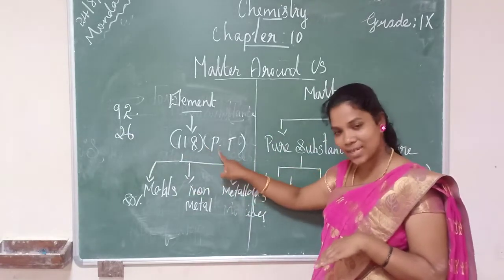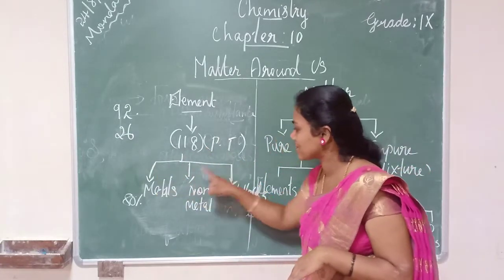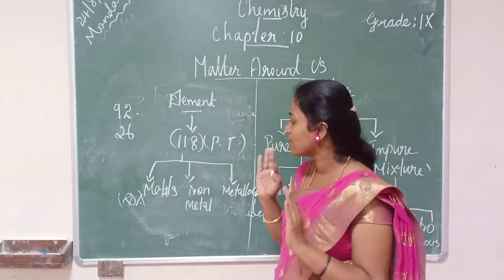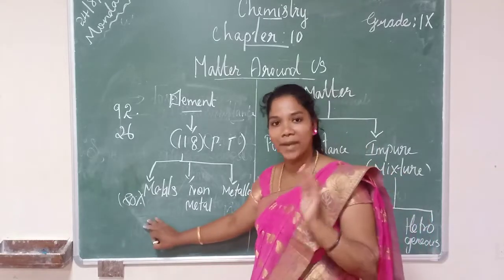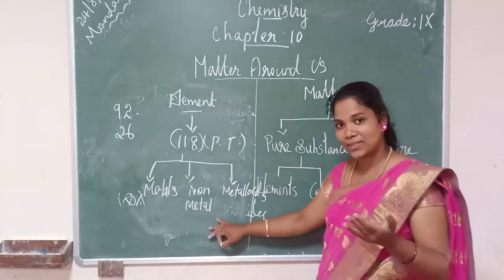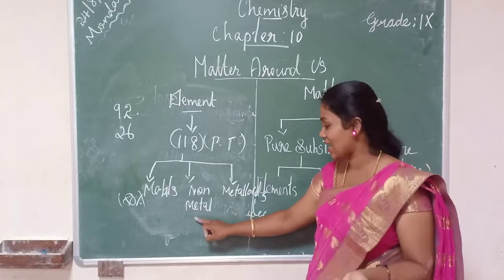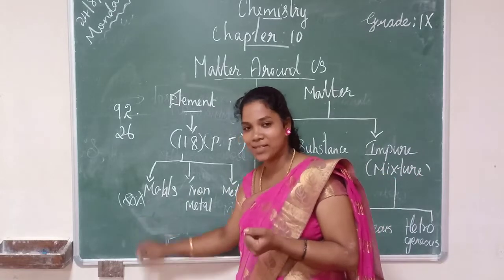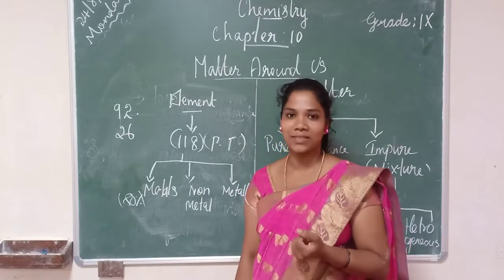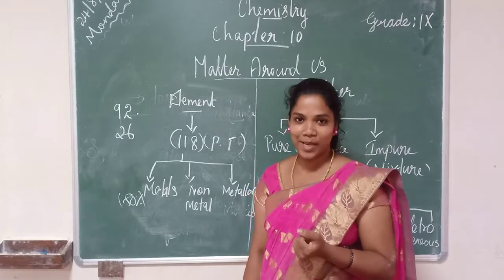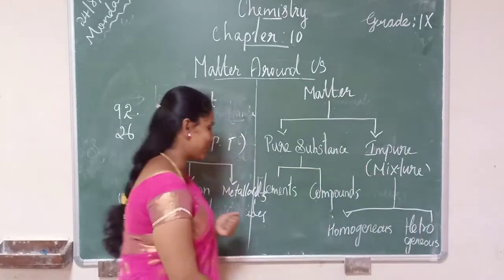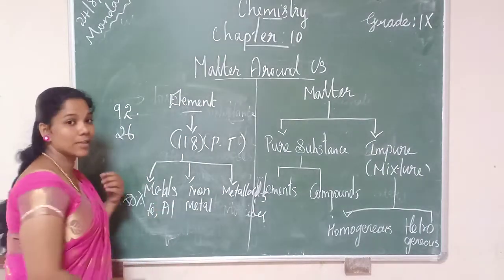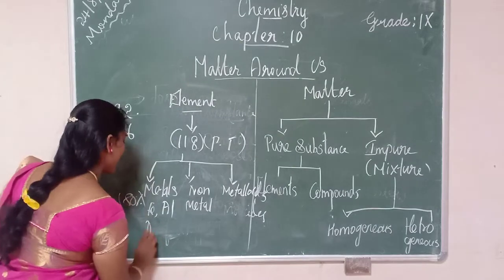Among these 118 elements, they have divisions. Nearly 80% of the elements are metals. The remaining 20% are non-metals, noble gases, and metalloids. Now you say some examples for metals. Everywhere you have metals. At home you are using metals. Can you say some examples? Iron, aluminium. Then gold ornaments, gold, etc.